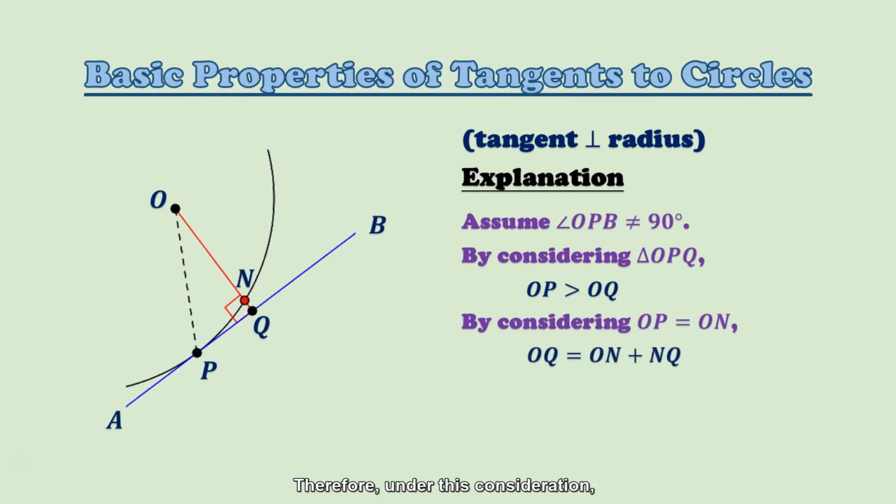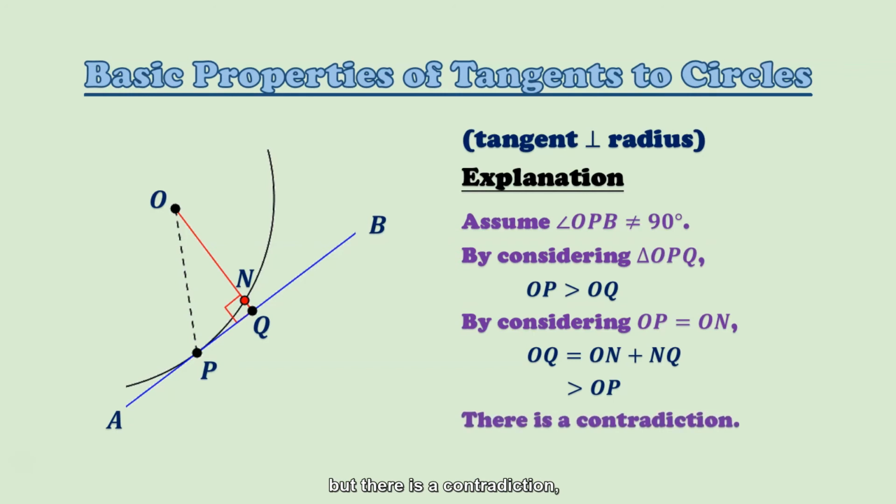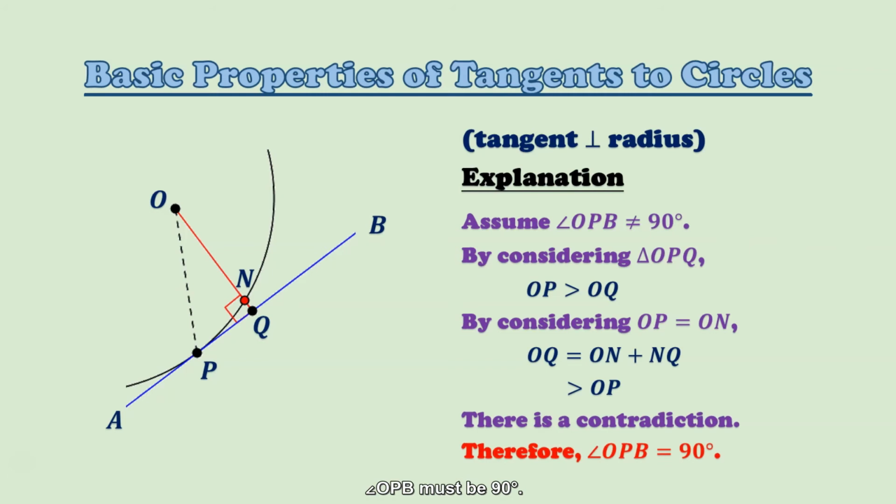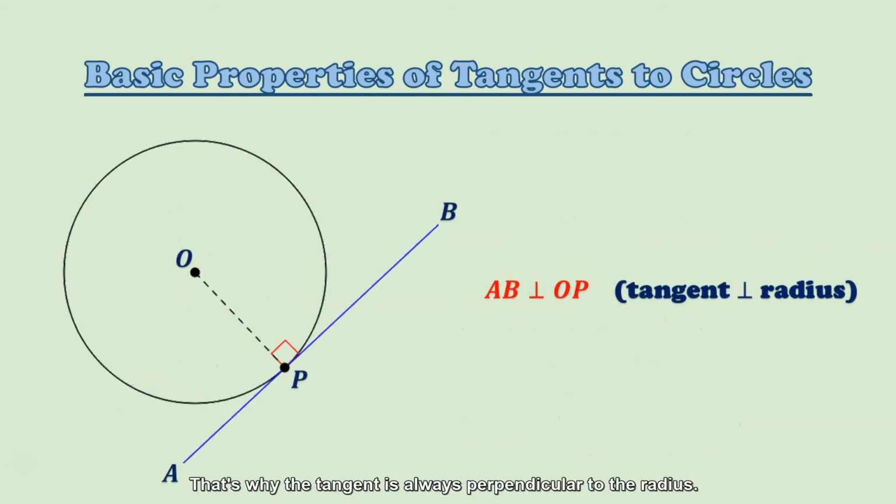Therefore, under this consideration, we should conclude that OQ is longer than OP. But there is a contradiction, because OP cannot be longer than OQ and at the same time OQ be longer than OP. Therefore, we can conclude that the assumption is wrong and therefore angle OPB must be 90 degrees. That's why the tangent is always perpendicular to the radius. Actually, the converse of this property is also true.